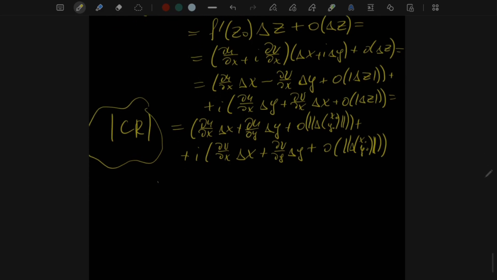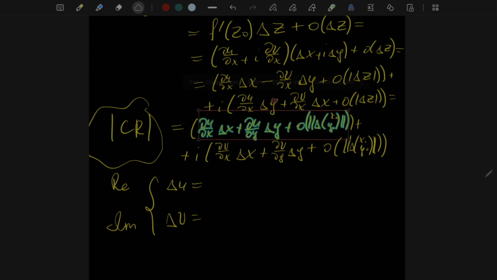Okay, now by equating the real parts and imaginary parts, we get that delta u is equal to this and delta v is equal to this.